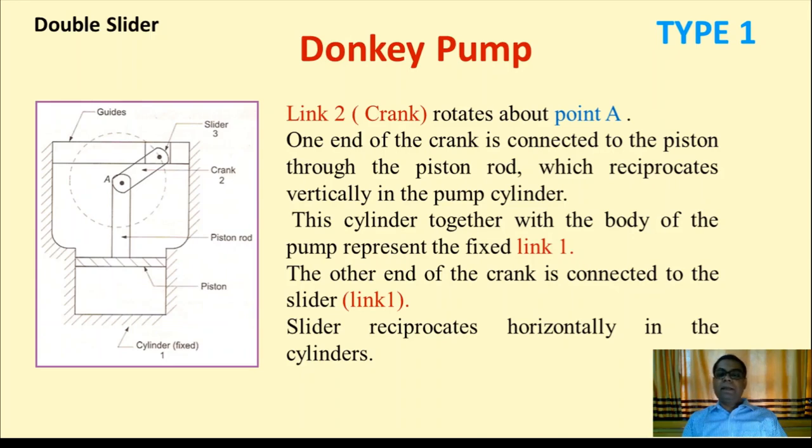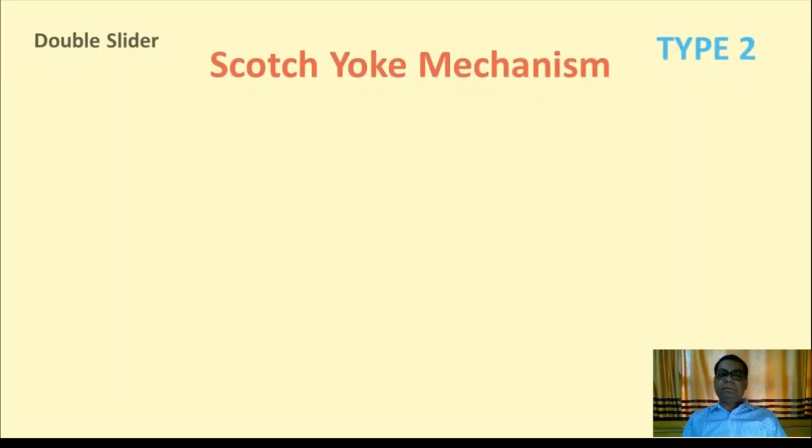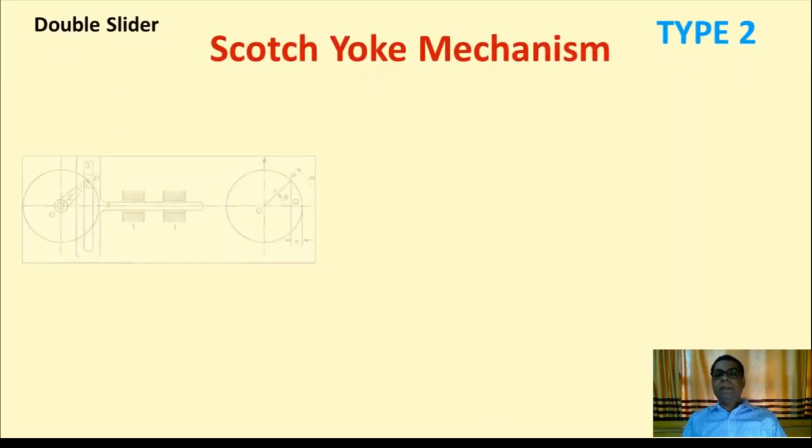The other end of the crank is connected to the slider or link 3, and the slider reciprocates horizontally in the cylinder. Next comes the Scotch yoke mechanism.